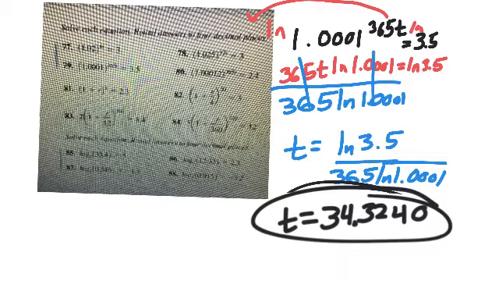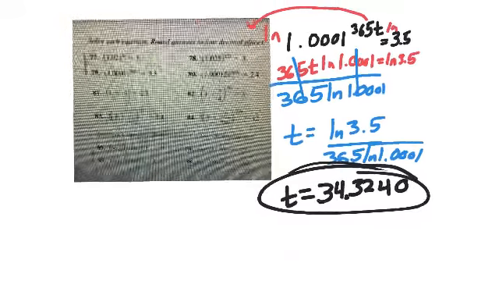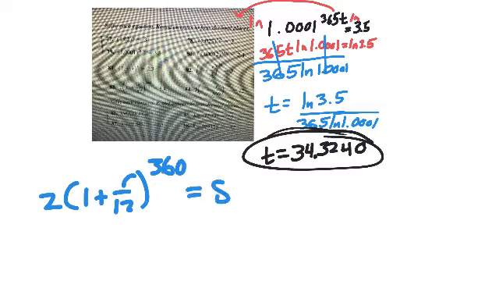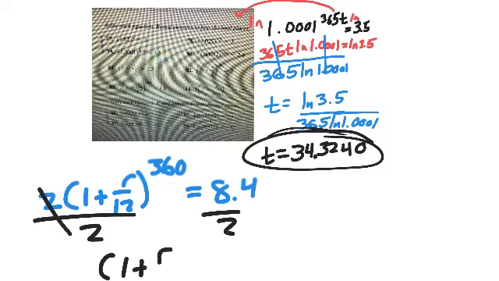Okay, so I'm looking at 77, 78, 80. They're all very similar. 81's a little bit more difficult. So let's do 83. 83's got the number in front as well. So I've got 2 times 1 plus r over 12 raised to the 360th power equals 8.4. So I've got an r stuck in parentheses now. It's not actually in the power. So what I want to do is isolate that entire power. So this is the power. It's being multiplied by 2. So I'm going to divide by 2 first. That would give me 1 plus r over 12 raised to the 360th equals 4.2.